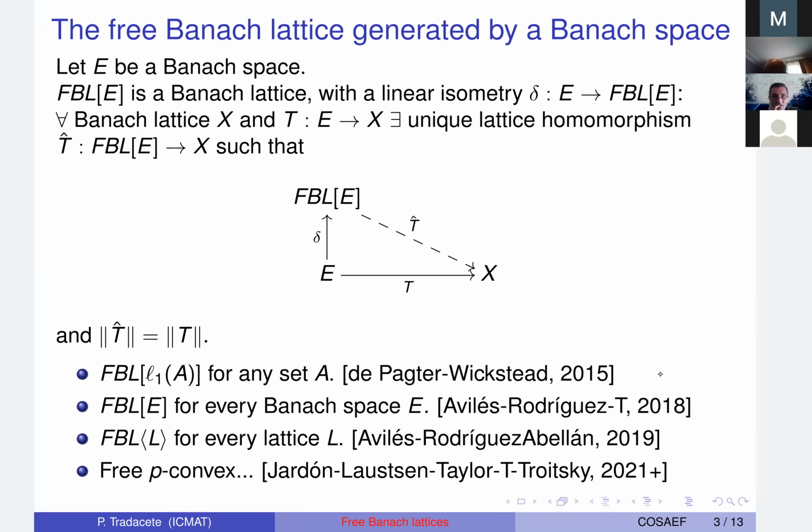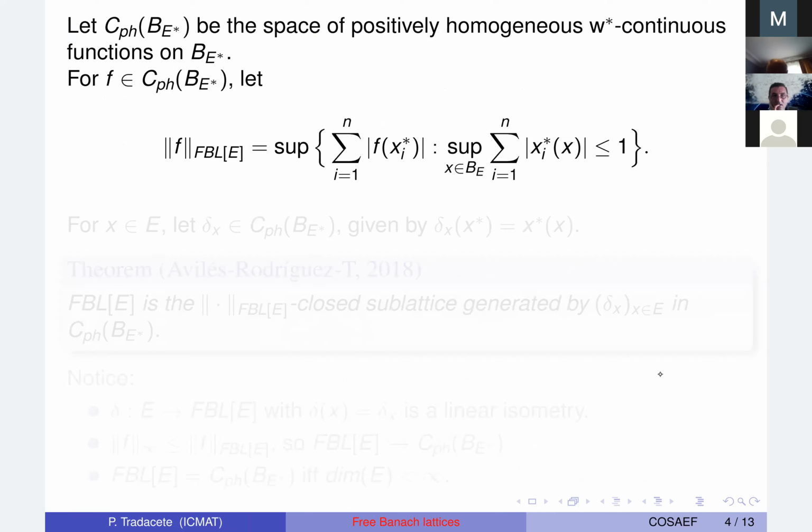Okay, so as I said, let us look at these spaces from a different point of view. Let's see that we can actually view them as a certain space of functions living somewhere. So for that, as I said, you start with a Banach space E. So I'm going to look at the Banach space dual of it. I will call it E star.